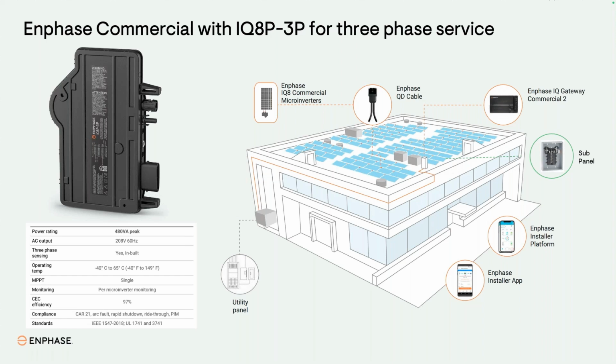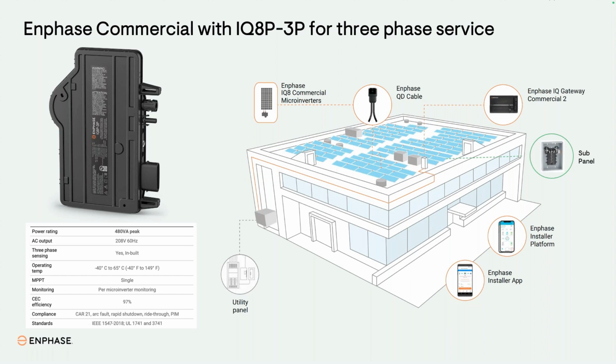It is a very powerful microinverter. It is designed for commercial modules. This isn't just an oversized residential microinverter. It is designed specifically for large format and very high power commercial modules. The power rating of the IQ8P3P is 480 VA, which for all intents and purposes is the same as watts. And it can be paired with solar modules up to around 640 watts with little to no losses resulting from clipping.